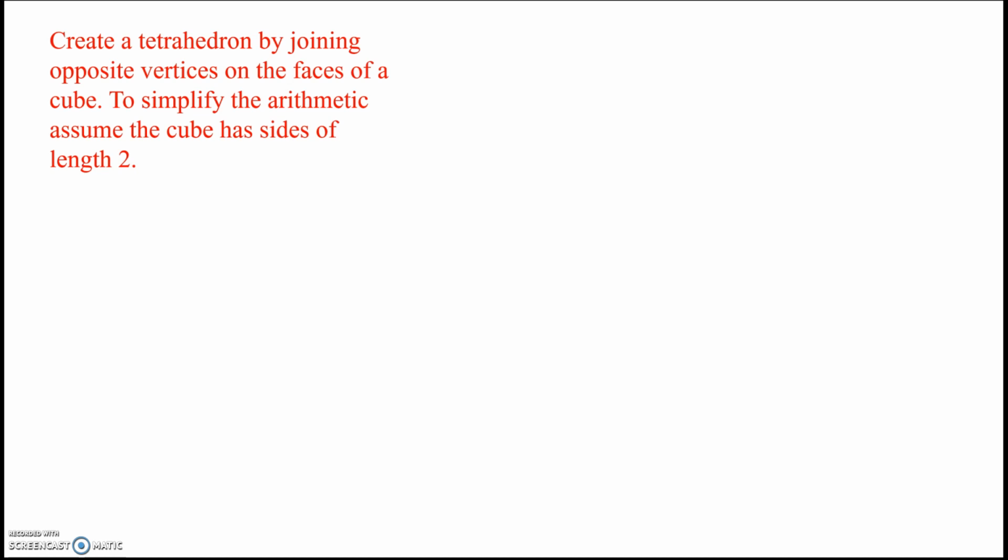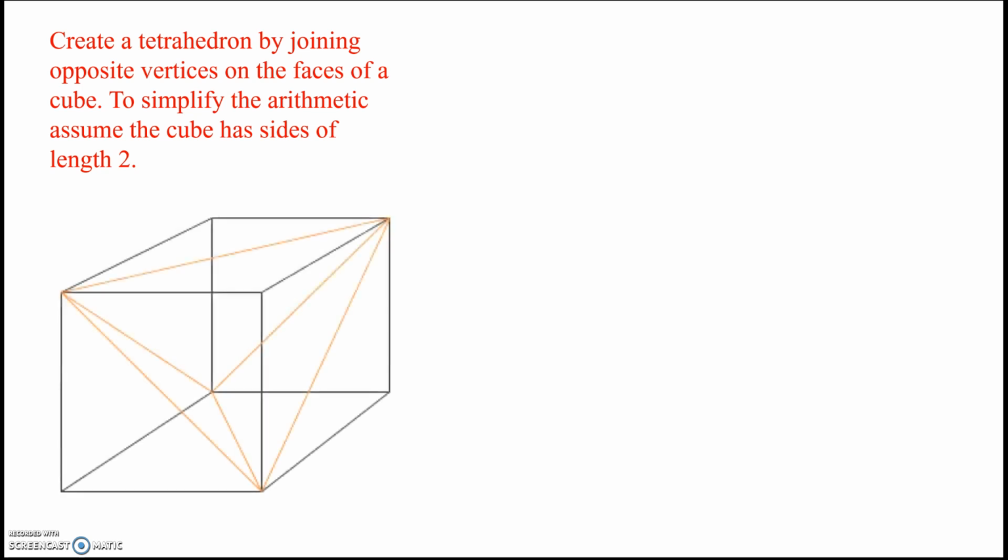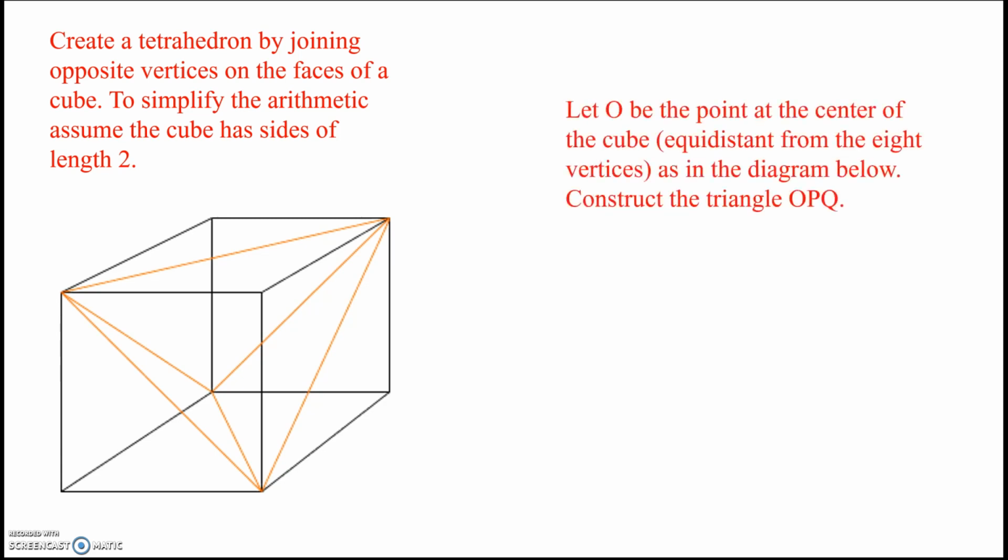All right, we're going to create a tetrahedron by joining the opposite vertices on the face of a cube. And to simplify the arithmetic, we're going to assume the cube has sides of length 2. All right, so I create the tetrahedron by connecting the opposite vertices, and you can see the shape of the tetrahedron inside that cube. And we want to let O be the point at the center of the cube, and it's equidistant from all 8 vertices.